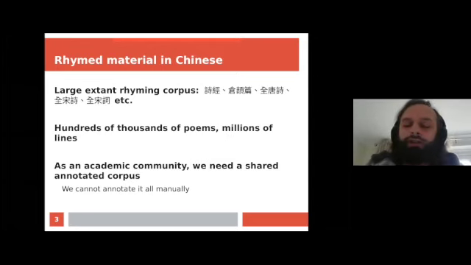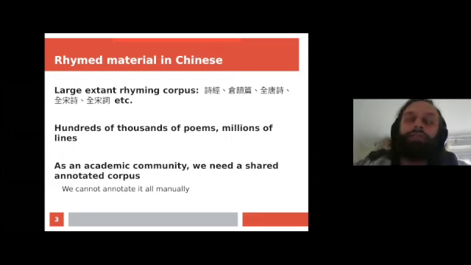There is currently no comprehensive annotation of this corpus due to its size. I do not believe that we can necessarily annotate it manually by a small team of people, at least. And so my research was aiming at finding how we can annotate this corpus.